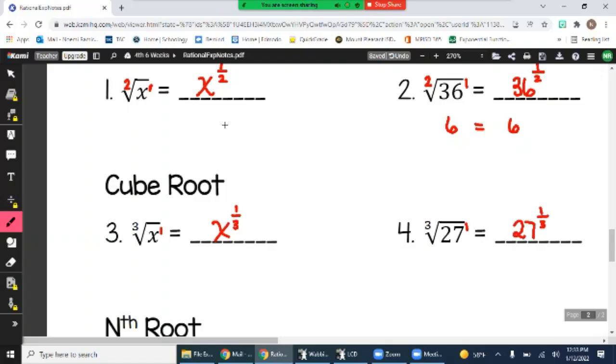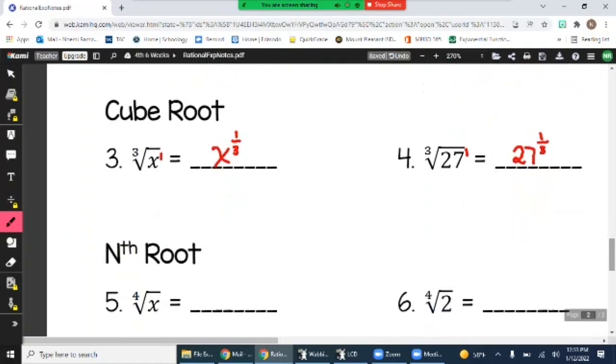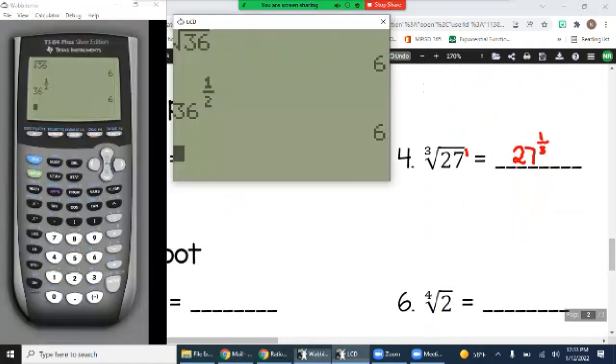Okay, so I want the left side of the room, take the square root of 27. I mean, the cubed root of 27. Actually, there's a faster way to get to the cubed root. So never mind. Everybody do it together. Press math.